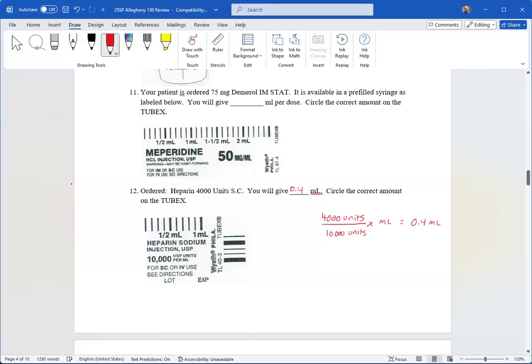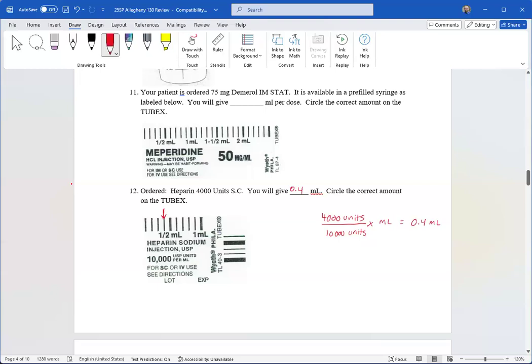So what I'm going to do now is look at my tubex and make a mark. I should be making a mark here, but I want to double check. So this should be 0.5, 0.6, 0.7, 0.8, 0.9, 1. So these are all 0.1 or a tenth of a milliliter. So I put a mark here at my 0.4. I don't know if you need to actually circle it. I would just put a mark there. Okay. So this is 0.1, 0.2, 0.3, 0.4.